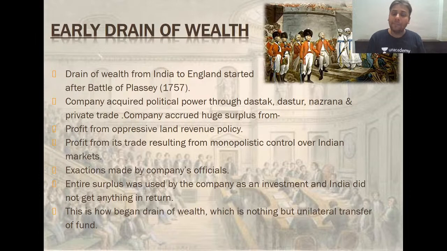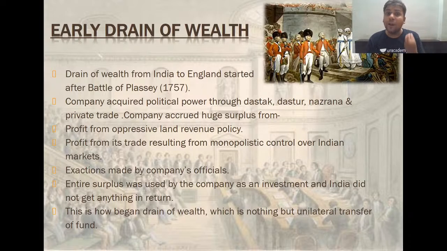Second most important was Raiyatwari system. In Raiyatwari system, company directly collected the revenue from the farmer. And third comes Mahalwari system. Company directly collected the revenue from the village. Getting the points clear? Now it is said that huge amount of taxes were taken from the Indian peasant.